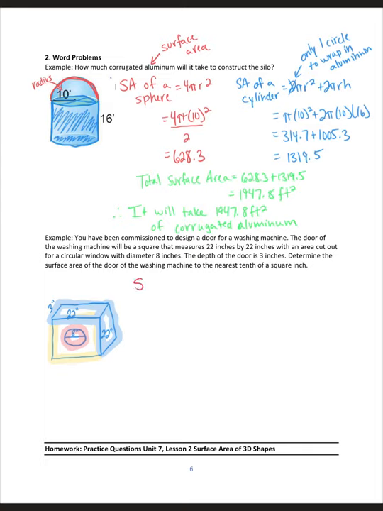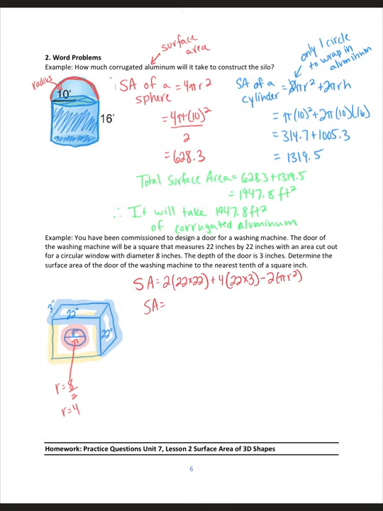So if we're trying to find the surface area, we are going to have 2 squares that are 22 by 22. And then we're going to add to it 4 rectangles that are 22 by 3. And then we're going to subtract from that the 2 circles. So 2 times pi r squared. We need to first identify what our radius is. If our diameter was 8 inches, our radius is just that diameter divided by 2. So we'll plug in a 4 for our radius.